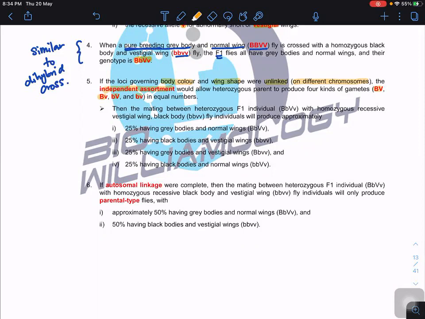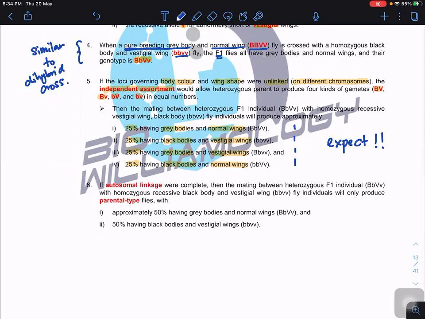So the cross will give us 25% gray body, normal wings, 25% black body, vestigial wings, or we call it short wing, 25% gray body, vestigial wing, and 25% black body, normal wing. So in this case it will be a 1 to 1 to 1 to 1 ratio. Can you see that? But when Morgan carried out this experiment, I expected to have this, but Morgan didn't get this ratio.